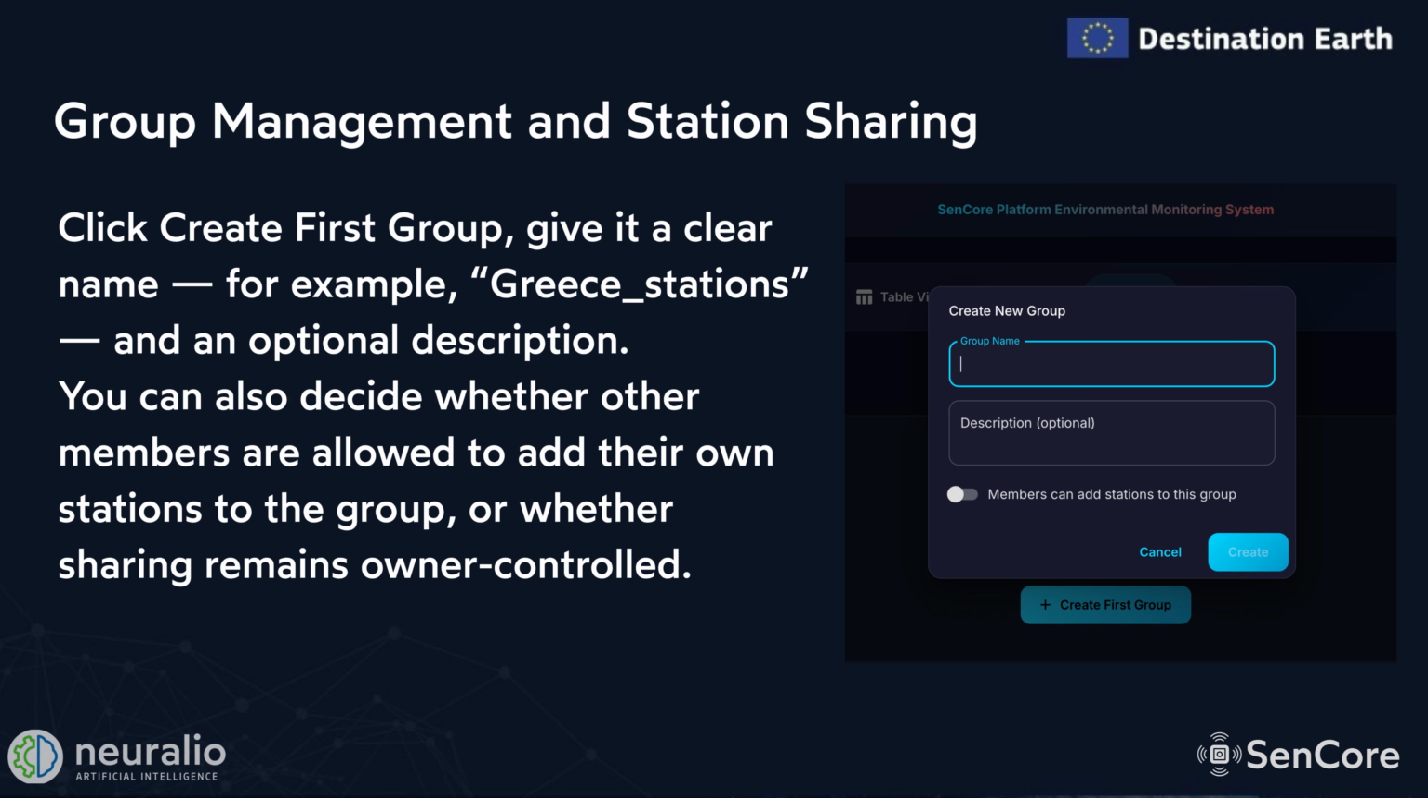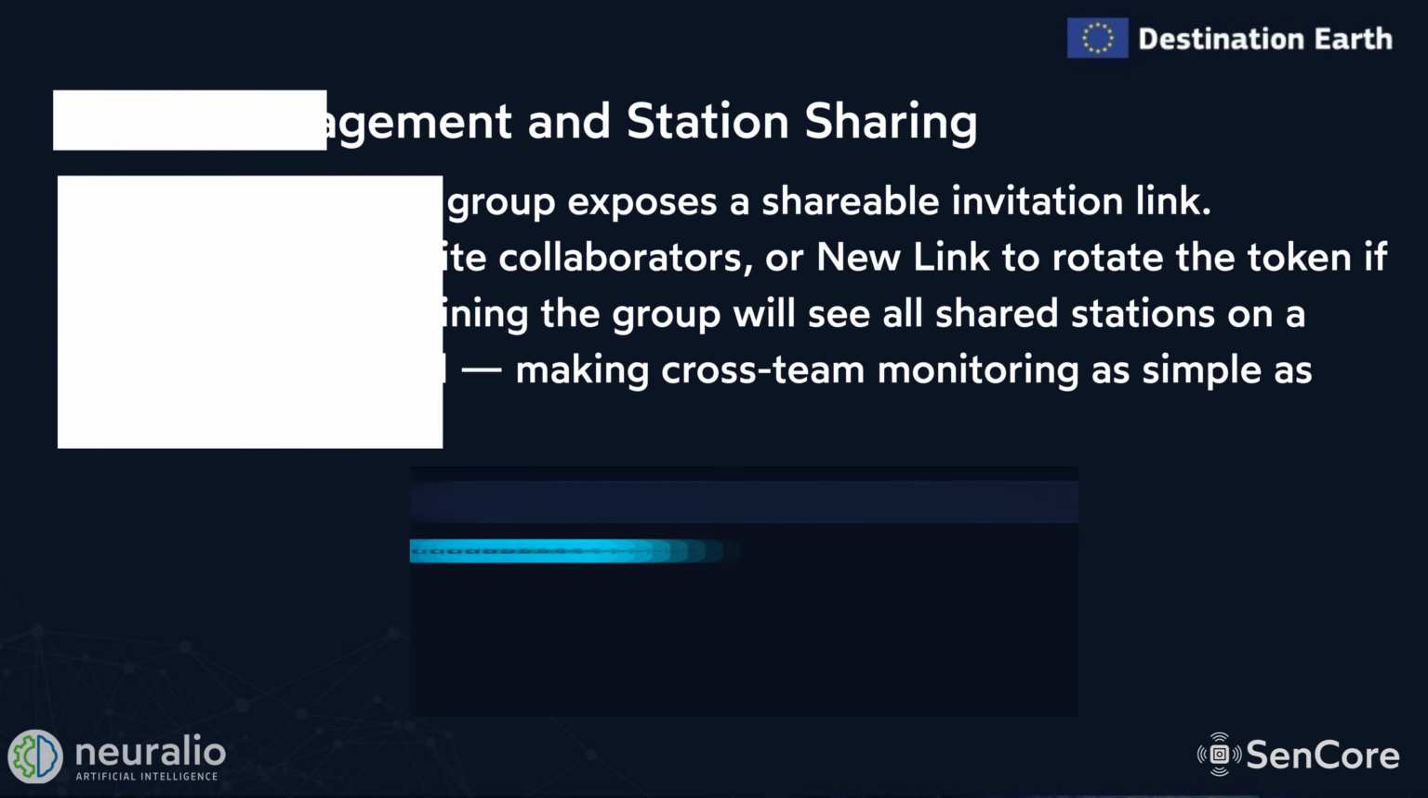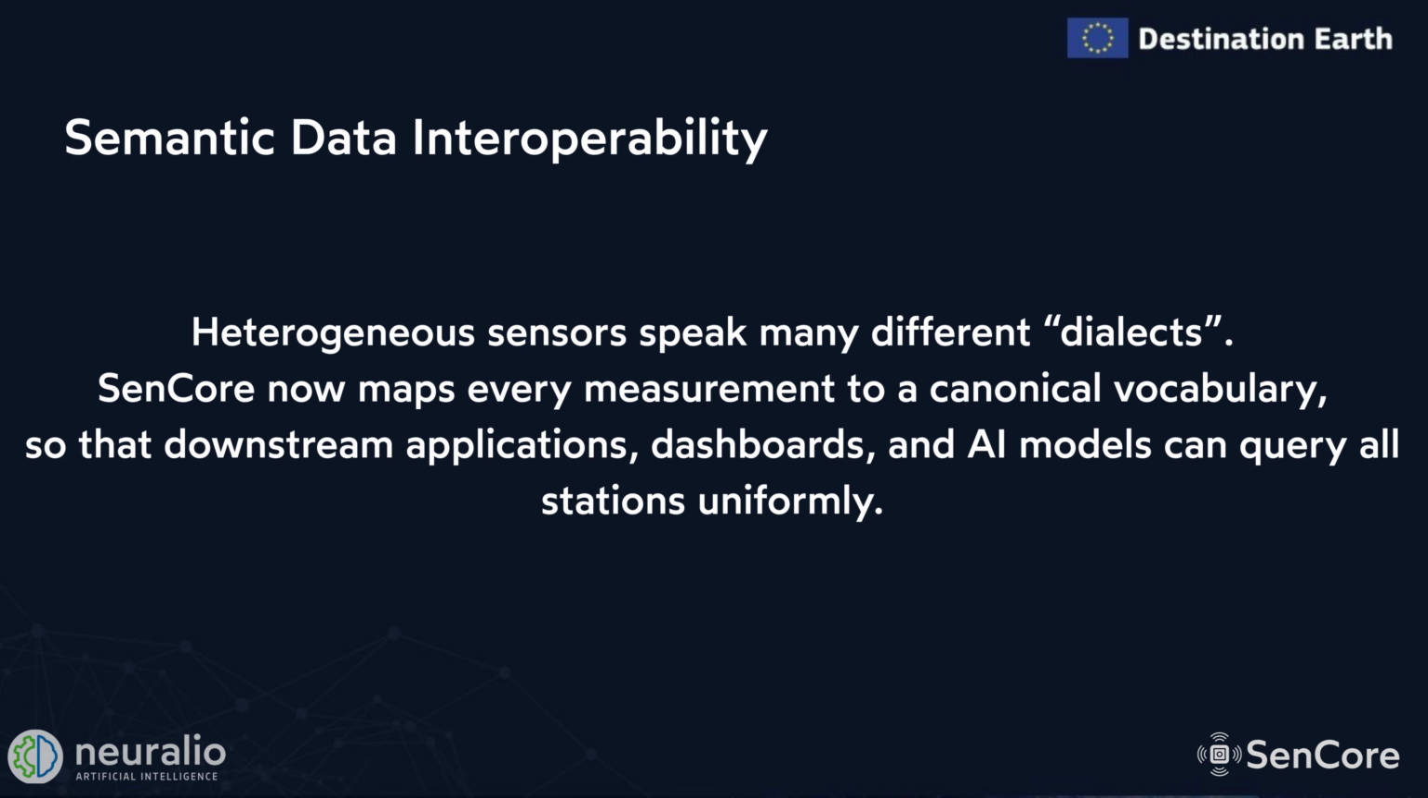You can also decide whether other members are allowed to add their own stations to the group, or whether sharing remains owner-controlled. Once created, every group exposes a shareable invitation link. Use Copy Link to invite collaborators, or New Link to rotate the token if needed. Members joining the group will see all shared stations on a dedicated dashboard, making cross-team monitoring as simple as sharing a URL.